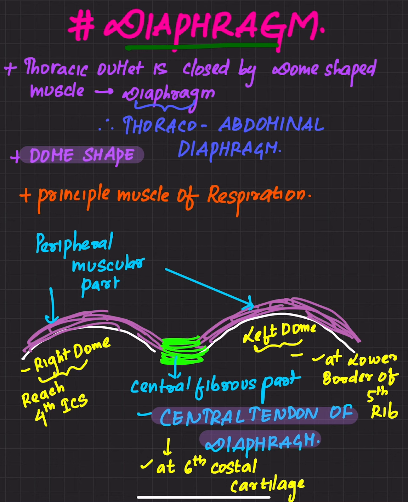When you look at the structure, you could find a peripheral muscular part and a central fibrous part called the central tendon of the diaphragm. So as we see in this diagram, you could find two dome-like structures, the right dome and the left dome. The right dome reaches the level of the fourth intercostal space, and the left dome is present at the lower border of the fifth rib, and the central tendon of the diaphragm is present at the sixth costal cartilage region. These are the locations.